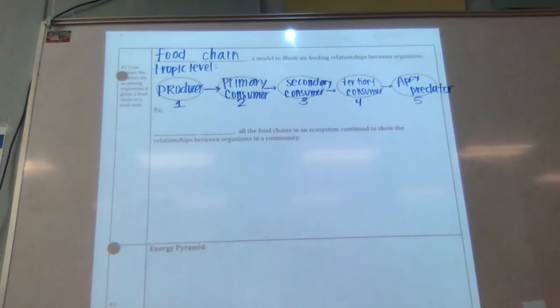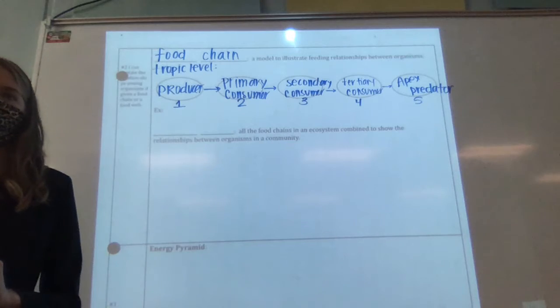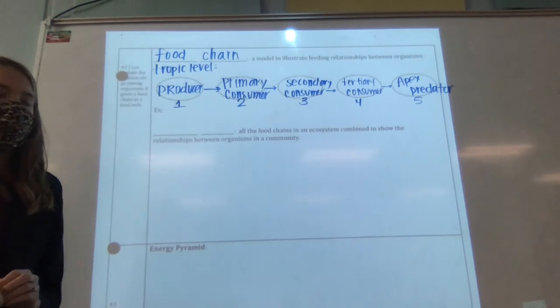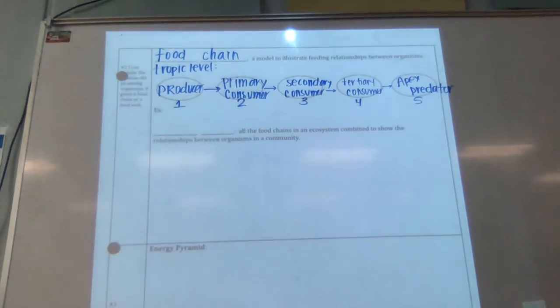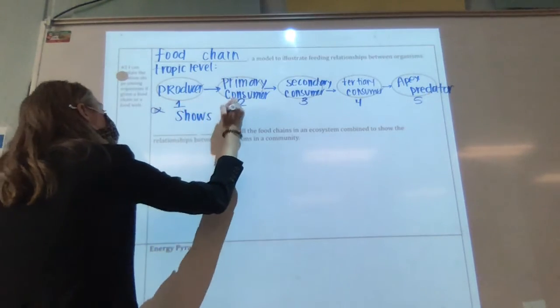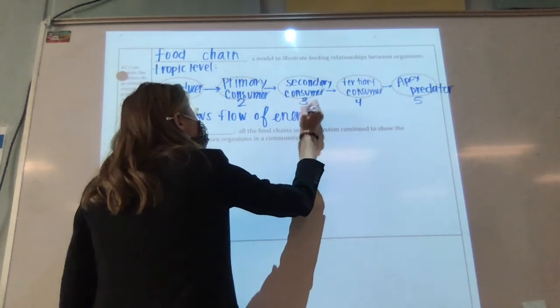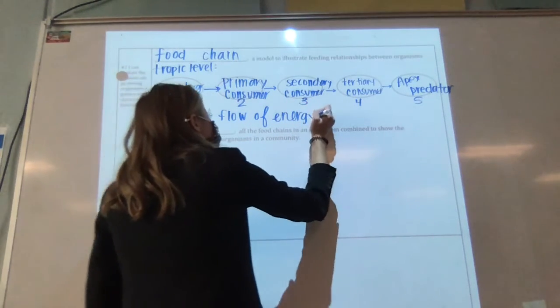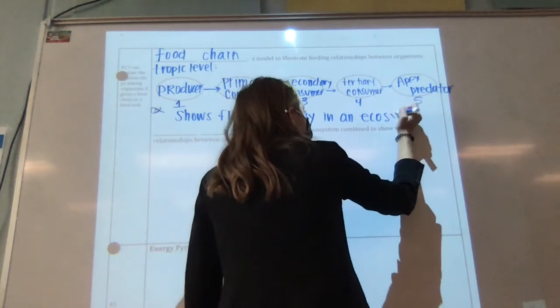And we're going to do an example of this soon in class. We're going to make our own food web after these notes. Okay? So notice it shows the flow of energy in an ecosystem. So instead of an example, we're going to just say it shows the flow of energy. A food chain shows the flow of energy in an ecosystem.